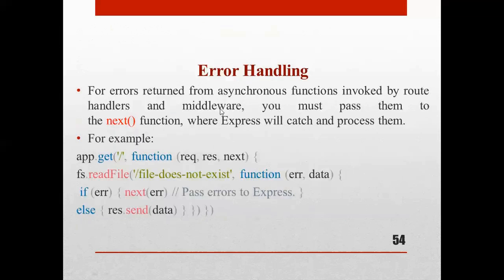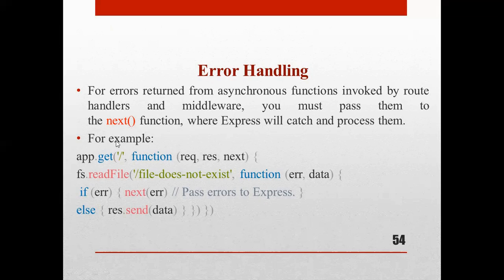Then for errors returned from asynchronous functions invoked by route handlers and middleware, we must pass them to the next function. We have seen this for the synchronous function, and now errors returned from asynchronous functions invoked by the route handlers and the middleware must be passed to the next function, where Express will catch and process them. We have to pass those errors to the next function, where Express will catch and process the error.